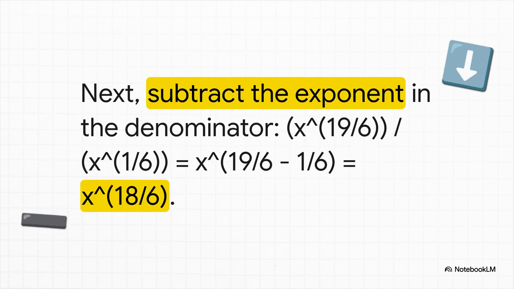All right, next step. Now we're dividing our new numerator by what's on the bottom, which is x to the 1/6. And the rule for division? We just subtract the exponents, so we have 19 over 6 minus 1 over 6. Well, that's easy. They already have a common denominator. 19 minus 1 is 18. So now we're left with x to the 18 over 6.